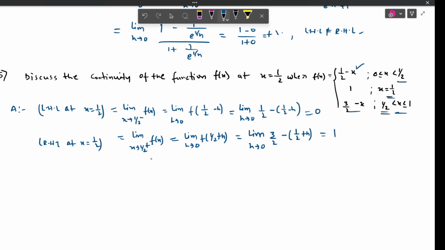So we can clearly see left hand limit is not equals to right hand limit. So it is discontinuous. This function is discontinuous at x equals to half.